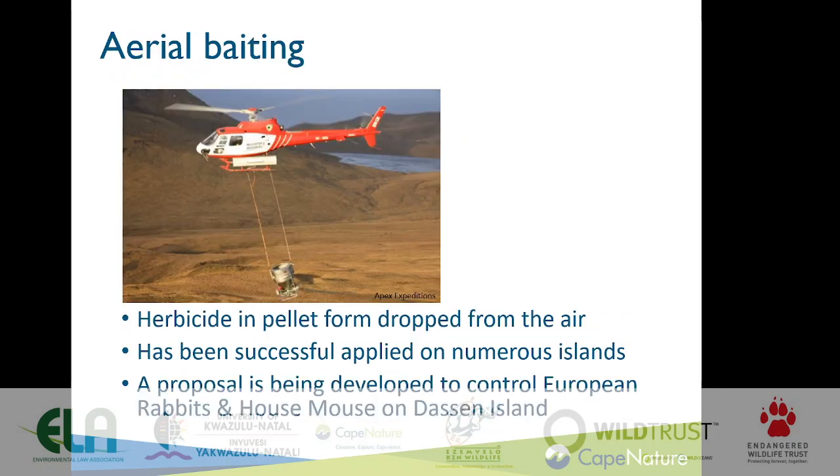But there are occasions where poisons are necessary. Aerial baiting, in which poisons in pellet form are dropped from the air, has been successfully applied on numerous islands to eradicate rodents. A proposal is being developed to control both European rabbits and house mice on Dawson Island off the Western Cape, but it is possible that Dawson Island is small enough to conduct these operations from the ground.